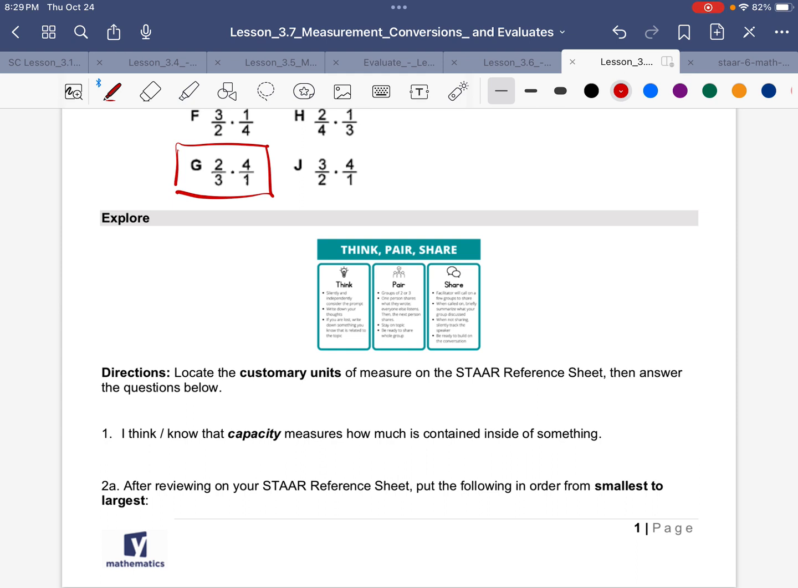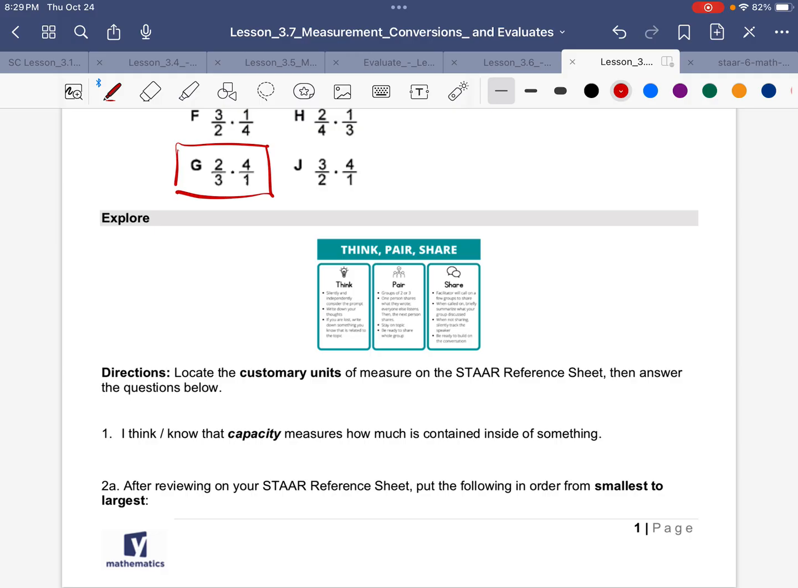We'll skip over the think, pair, share. You'll be doing this lesson without me today, so we won't do that piece, but we'll just move forward. So our directions going forward in Explore is locate the customary units of measure on the STAR reference sheet. Then answer the questions below.